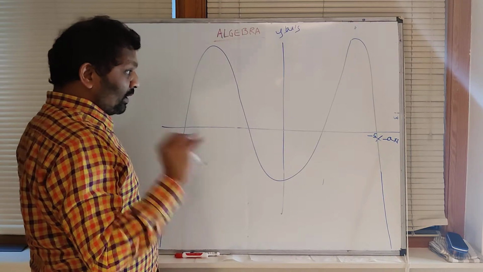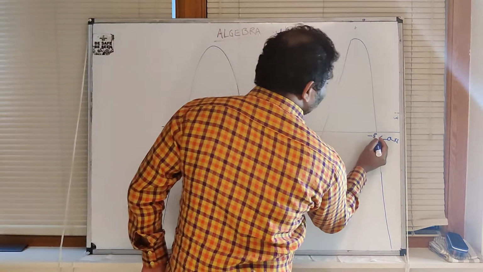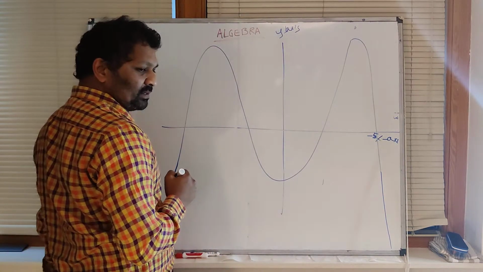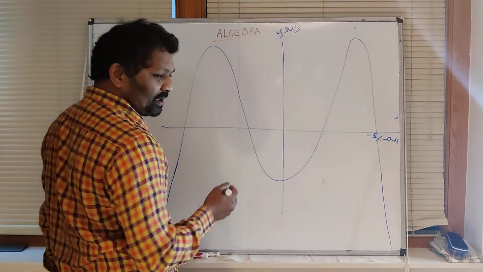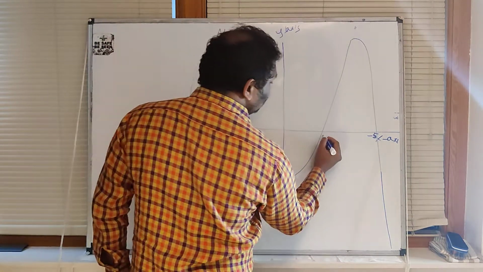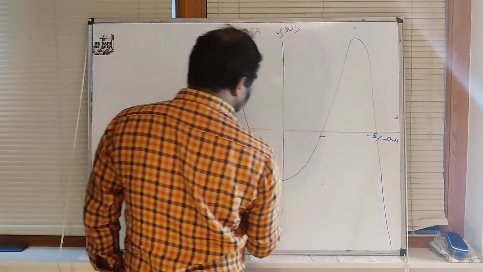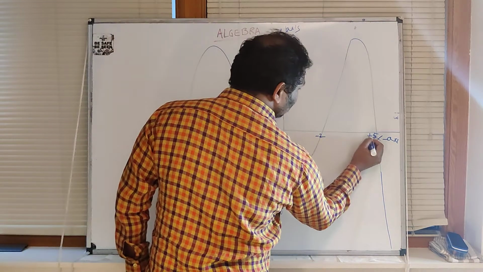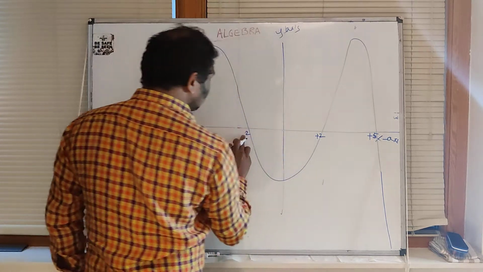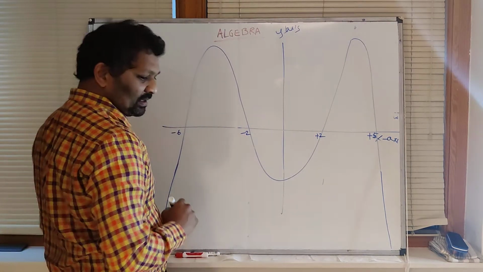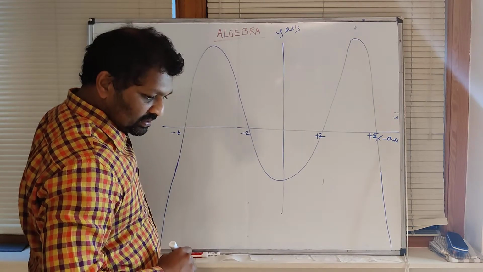Let me point it out. Let me give you some approximate values of x where it is meeting the x-axis. It is minus 5, minus 2, plus 2. Sorry, minus 2, minus 6. If it were a sine or cos wave, it would have to pass through the 0, 0 point.